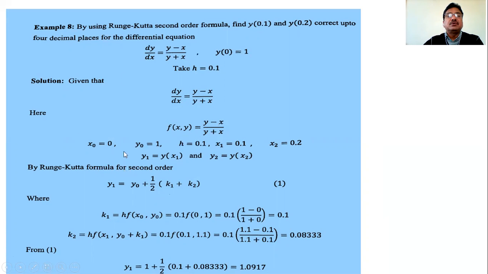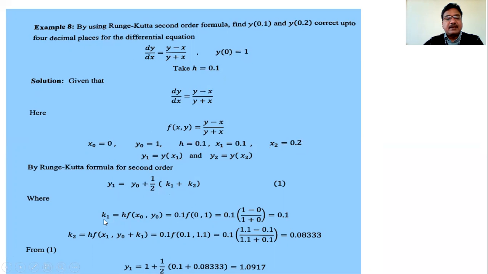x naught is 0, y naught is 1, which means the value of y at x equal to 0 is 1. So x0 is 0 and y0 is 1 from this initial condition. Take h as 0.1, and then x1 is 0.1, x2 is 0.2. Then we have to find the value at 0.2, and y1 means the value at 0.1.